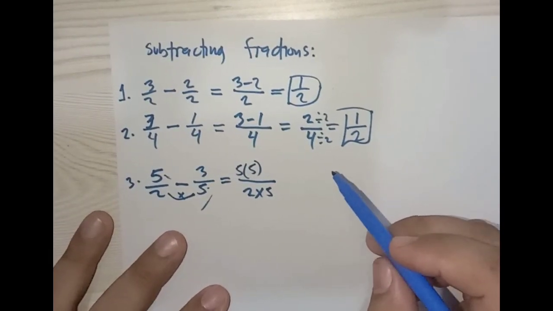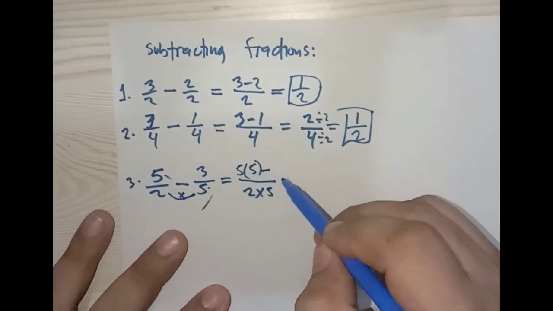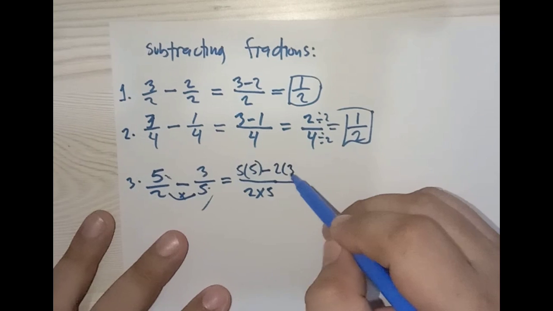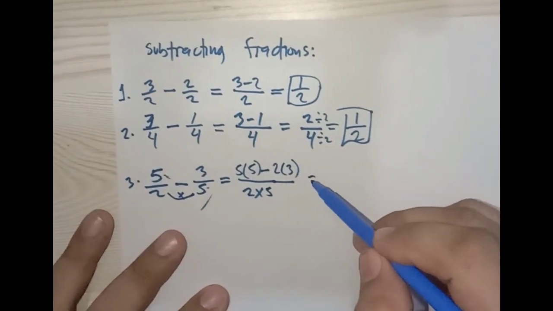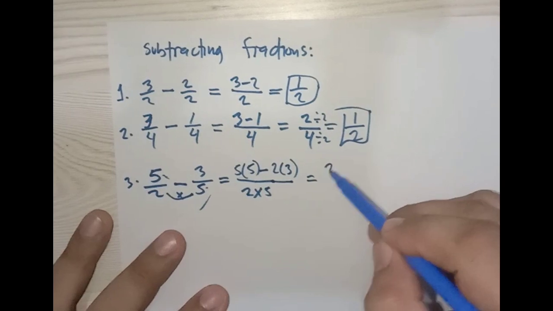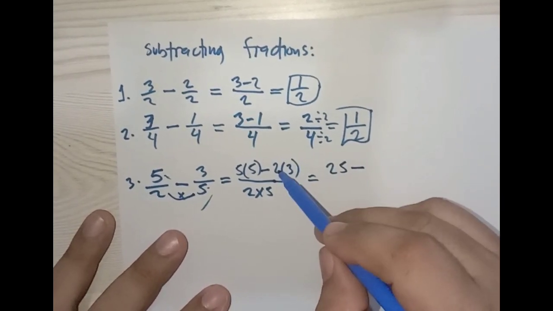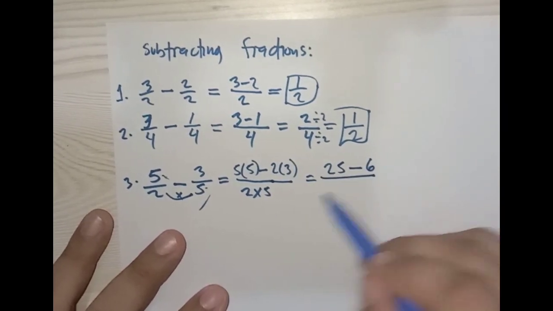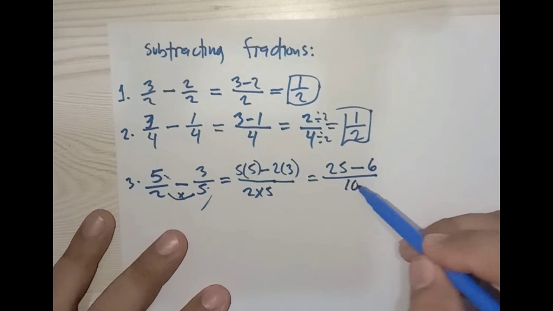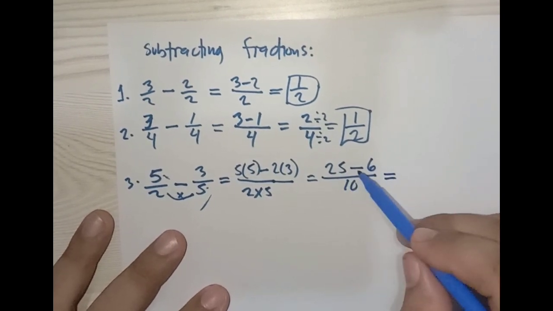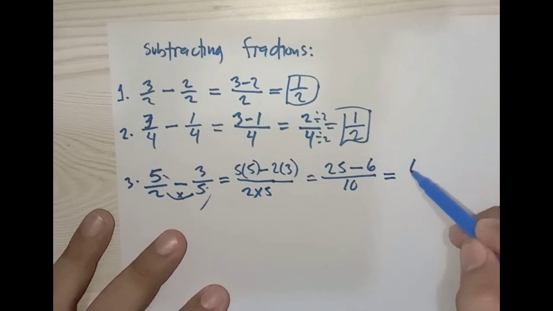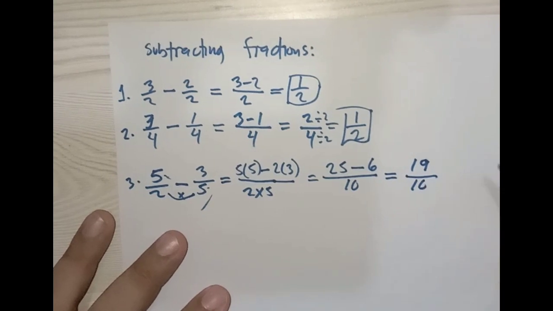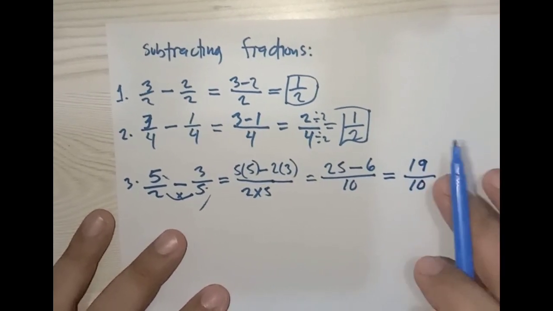Yan. Copy the operation minus 2 times 3. Yan. So, simplify natin. 5 times 5 is 25. Minus 2 times 3 is 6. And then 2 times 5 is 10. Okay, simplify. 25 minus 6 is 19. And then divide 10. Okay, so this is our answer.